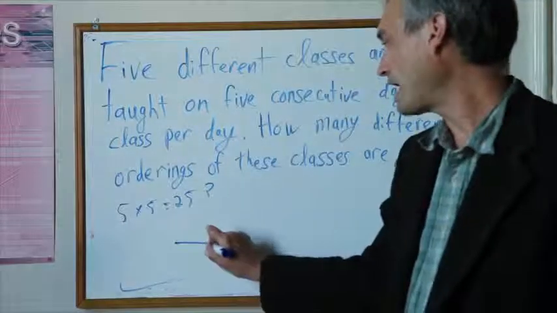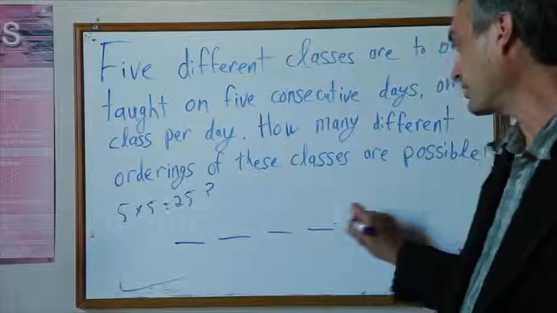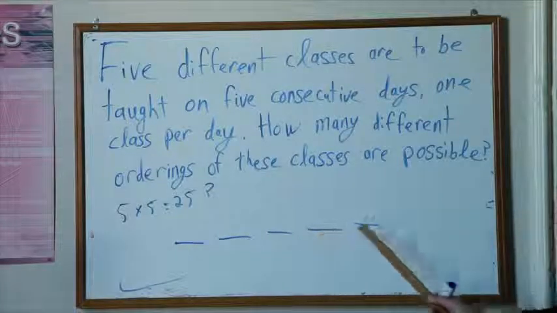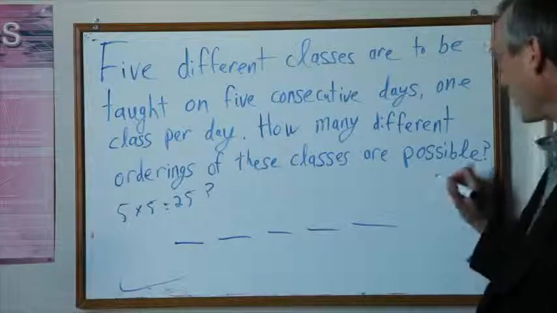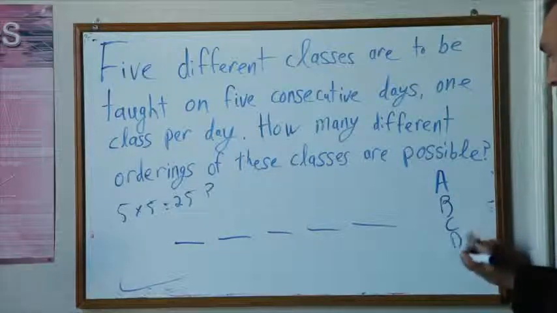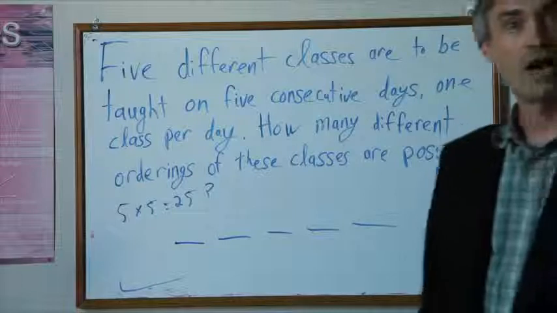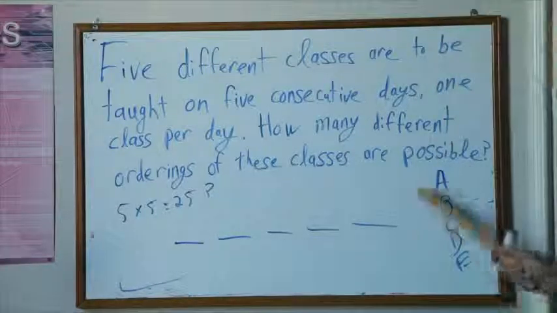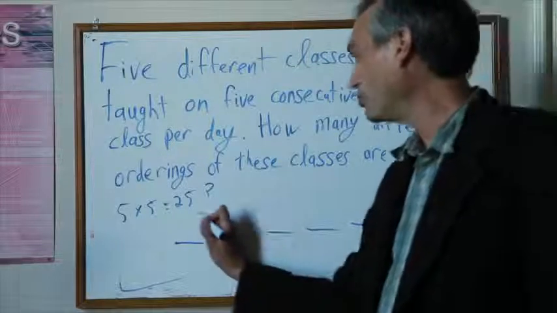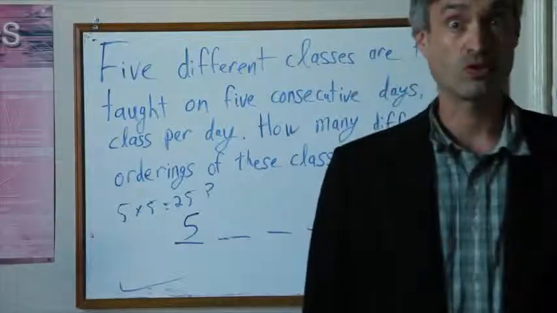Draw out 5 blanks to represent, let's say, the 5 days of the week. Monday, Tuesday, Wednesday, Thursday, Friday. And over here you've got your 5 course offerings. Algebra, Bio, Chem, D, and English. On Monday, you can choose any of these 5 classes for Monday's offering. So you have 5 choices for the first day.